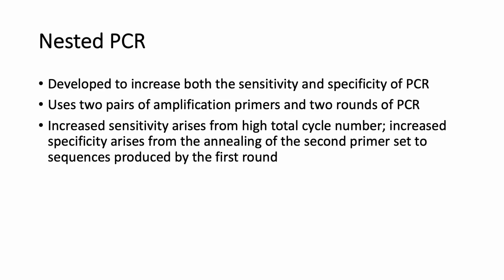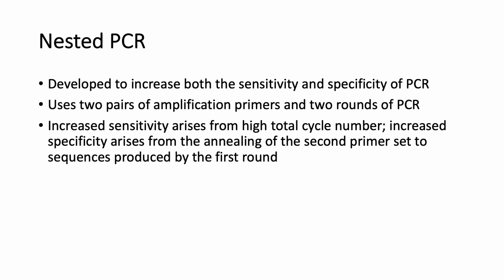The next type of PCR that I will talk about is nested PCR. Nested PCR was developed to increase both the sensitivity and specificity of PCR. This technique uses two pairs of amplification primers and two rounds of PCR. Typically, one primer pair is used in the first round of the amplification of PCR of 15 to 30 cycles.